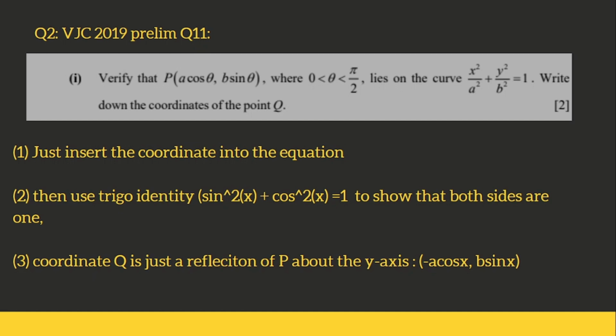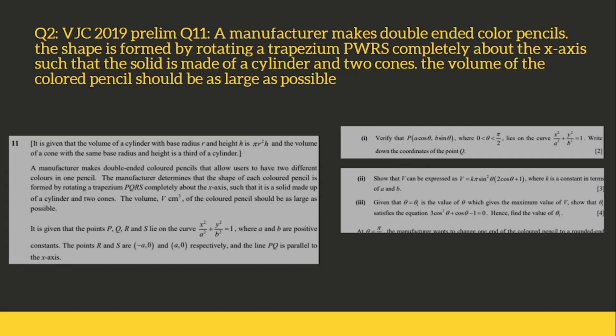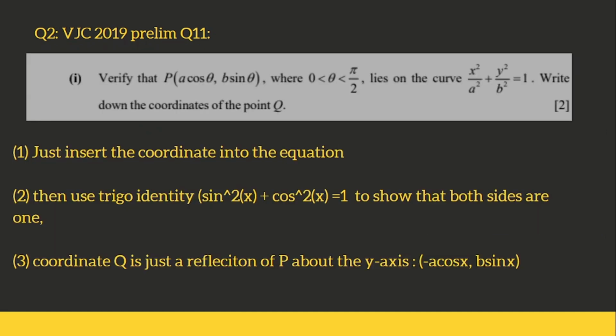Then to find the coordinate of Q, we go back to the question. So the line PQ is parallel to the x-axis. So what this means is that essentially they both will have the same y value. It's just that the x value will just be the negative version. So in this case, the coordinate of Q will just be minus a cos theta and b sin theta.